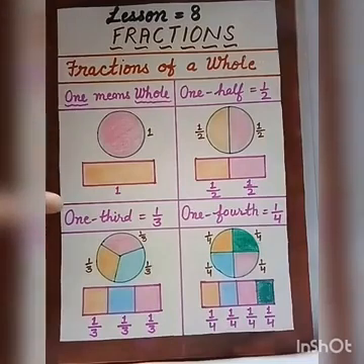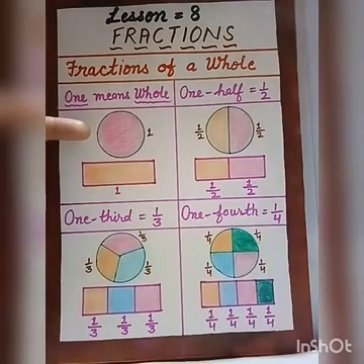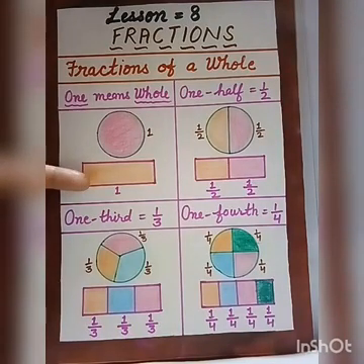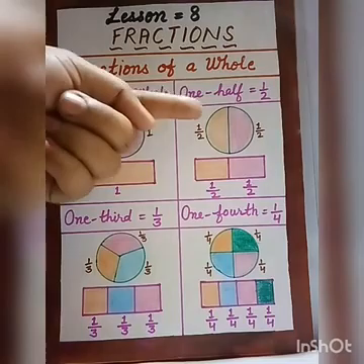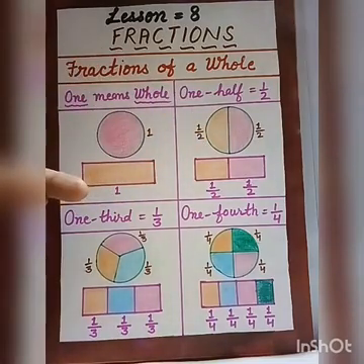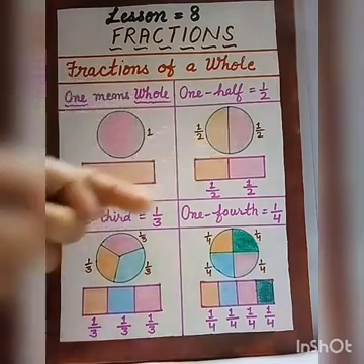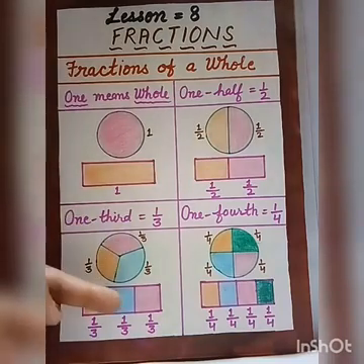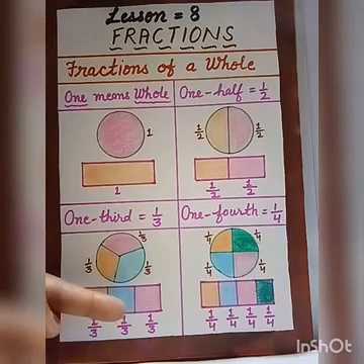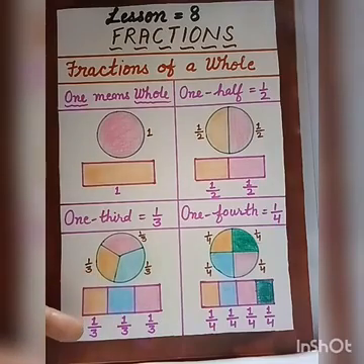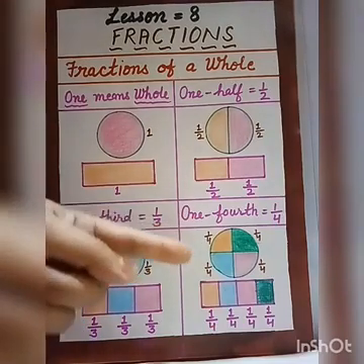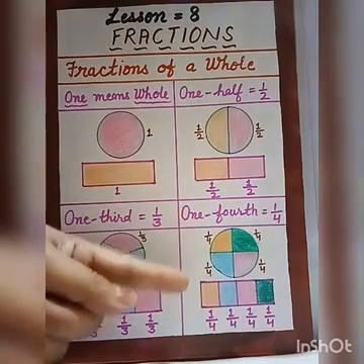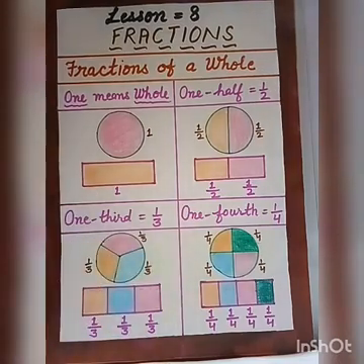Students, what are you observing in these figures? First is complete. It's a complete circle, it's a complete rectangle. In the next figure, there are two parts of a circle and both the parts are equal. In the next figure, there are 3 parts of a circle and 3 parts of a rectangle, and all the parts are equal. In the next figure, there are 4 parts and all the parts are equal. It means in fraction, the parts should be equal.